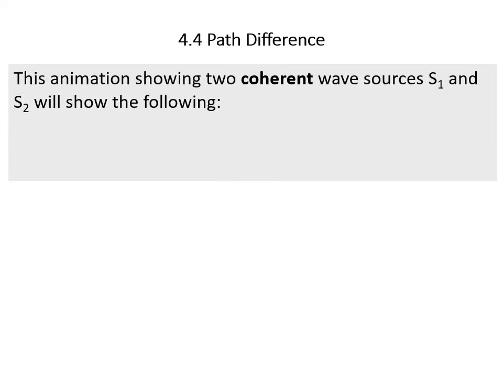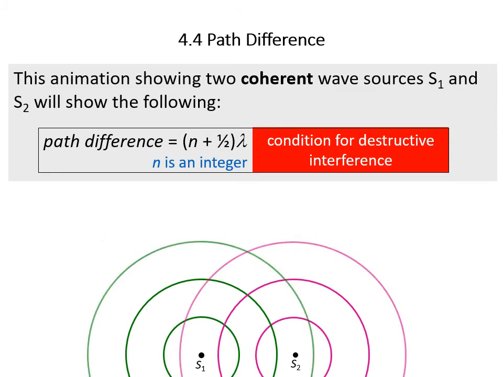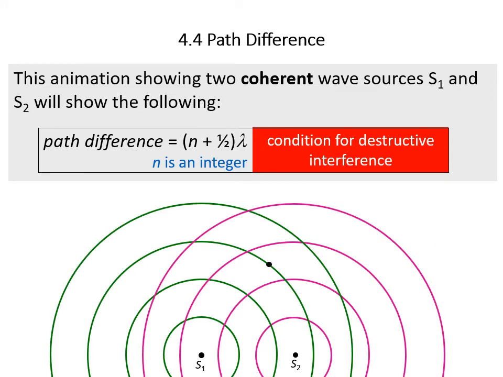So destructive interference occurs when the path difference is a half integer multiple of the wavelengths. So again, our sources 1 and 2, emanating waves. Let's look what happens at this point here on the green. P2 is what I'm going to call it. We are 1, 2, 3 wavelengths from S1 to point 2.